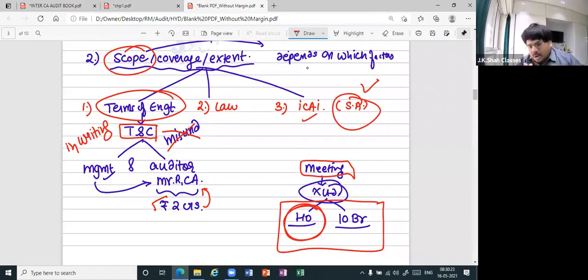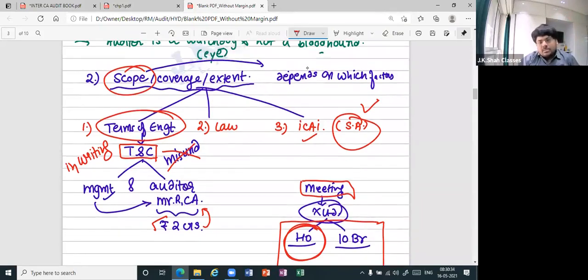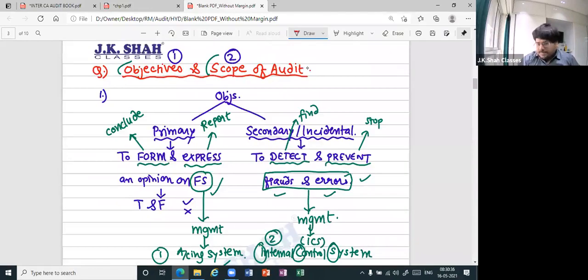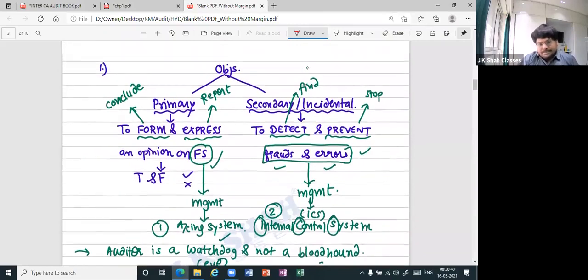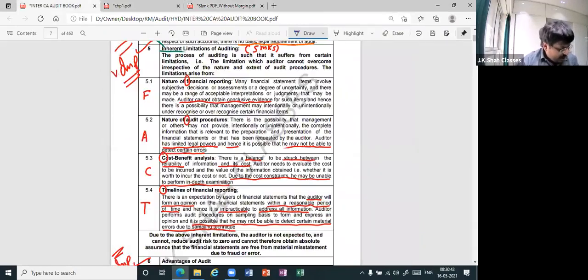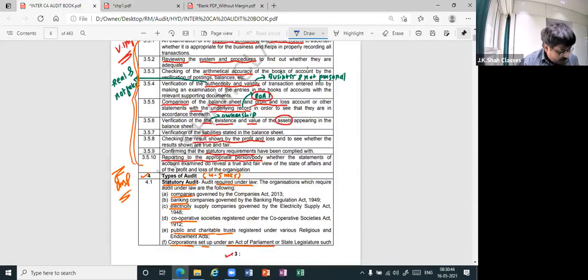So your scope in all depends on how many factors? 3 factors. Which 3 factors? Terms of engagement, requirements of law, and lastly, ICAI. All cool? So this is regarding scope. This is regarding your objectives. All manageable? Okay, come to the textbook, please. Let us do scope and objective.